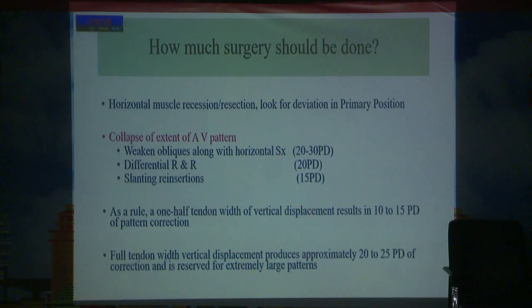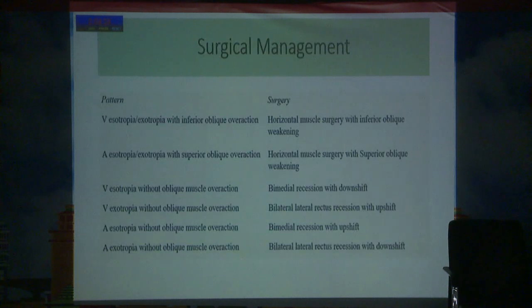Now, to collapse the extent of the AV pattern, basically if the obliques are overacting, the obliques have to be weakened, and that can take care of 20 to 30 prisms. You can do a differential R and R. You can do a slanting recession. As a rule, 1/2 tendon with the width of the vertical displacement results in 10 to 15 PD of pattern correction. So this is from Pradeep Sharma sir.